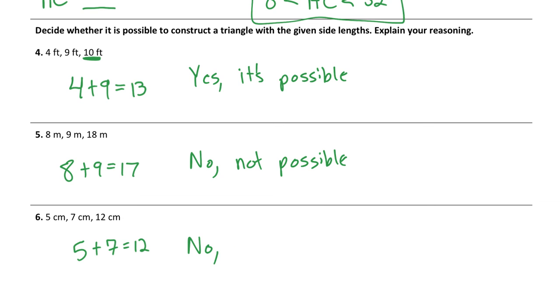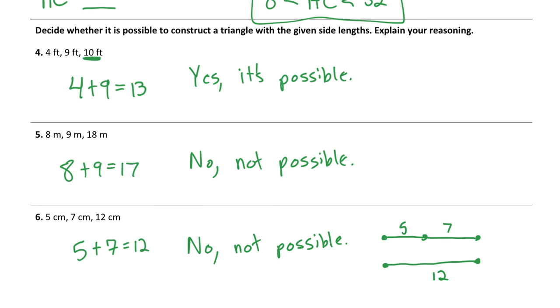That is not possible, because we talked about the sum of the shortest 2 sides, or the sum of any 2 sides, has to be greater than the length of the longest side. 12 is not greater than 12, so it's not possible to build a triangle like that, because if you think about it, if I stand a 5 and a 7 centimeter long segment end on end, it would be equal to the length of a 12 centimeter segment, which I can't build any sort of triangle.